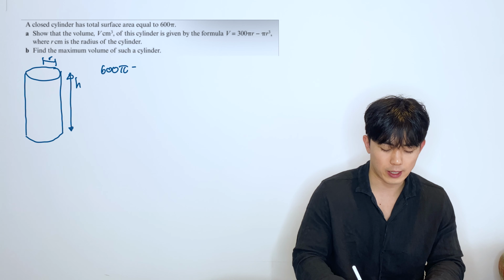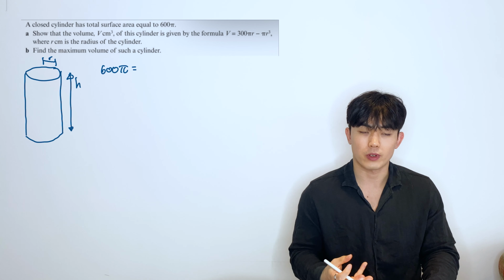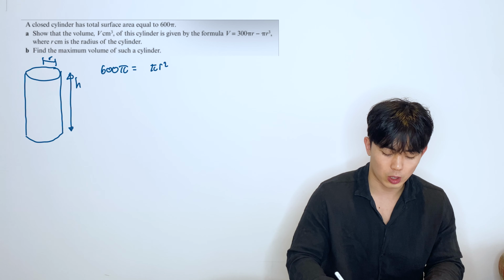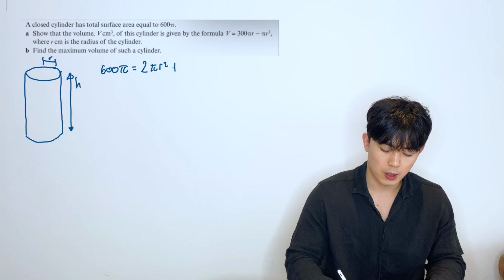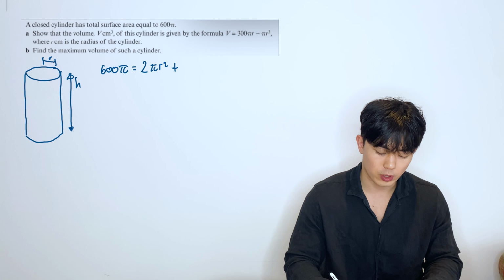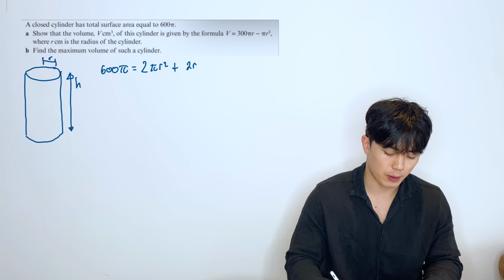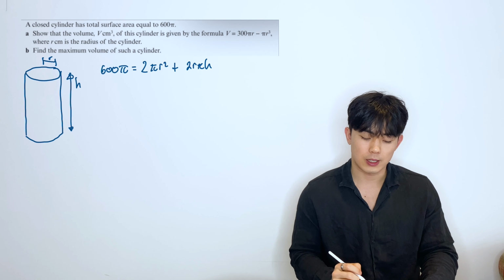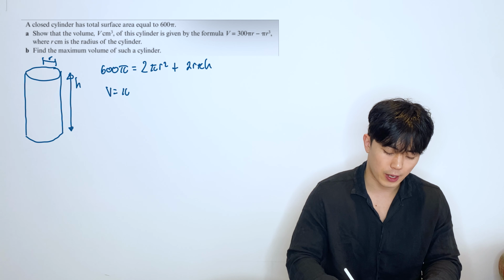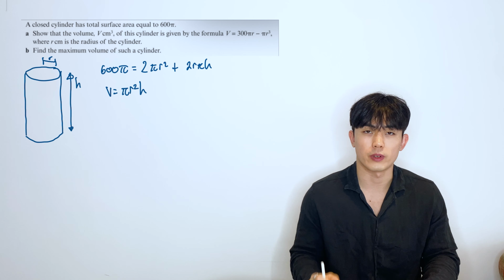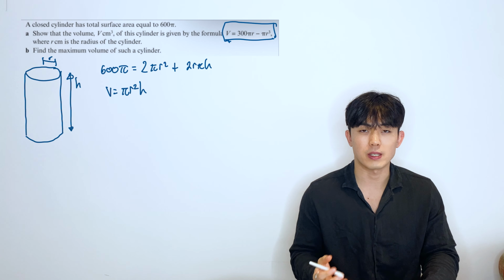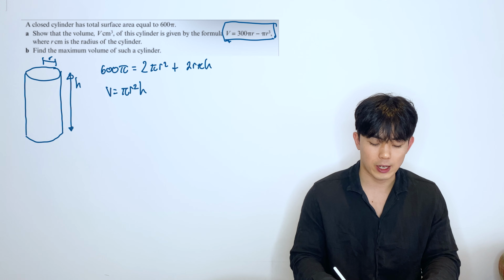So 600 pi is equal to, and we need to find it in terms of r and h. So we have the top part is pi r squared, and this top and bottom, so 2 pi r squared, plus the cylinder itself, so it'll be 2 pi r h, like this. So this is the surface area equation. Now the volume equation, V is pi r squared h, that's the volume of a cylinder. As you can see, you notice here there's no h term, right? So that means that they substituted this h term, gotten rid of it.